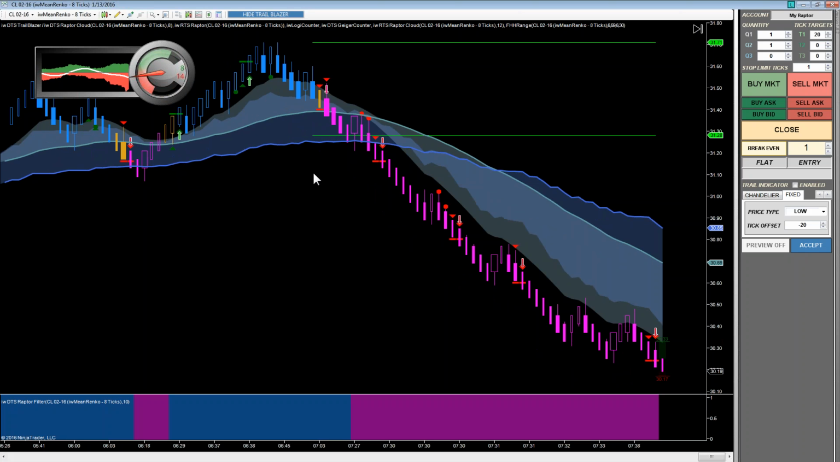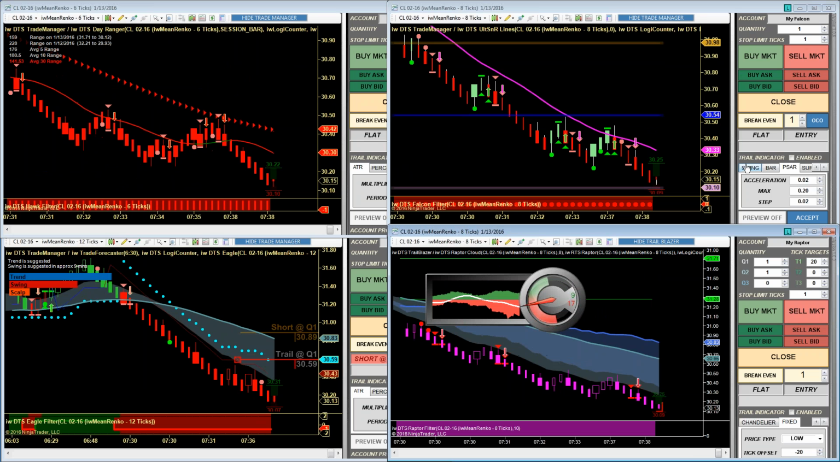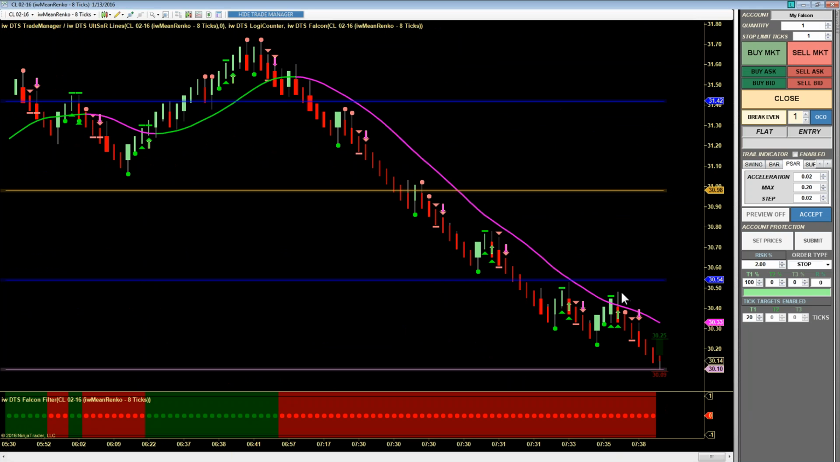The tools do work, folks. It's like I say, it's partly a matter of learning the tool. So here we are now. Unfortunately, my parabolic stop stopped me out a little bit too early as we get down now here to the 30.10 support area. And prices are struggling with that just a little bit. Look at that. Hit it right on the number. I love it when that happens.